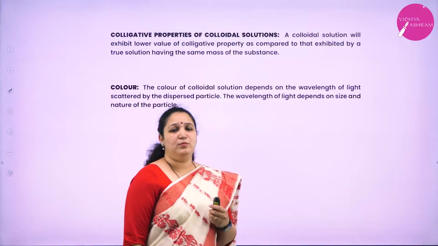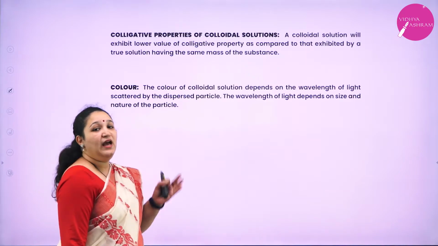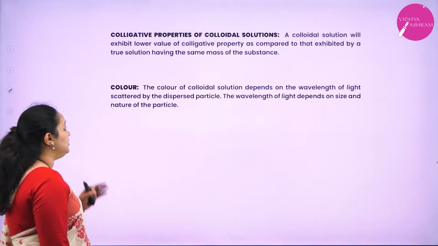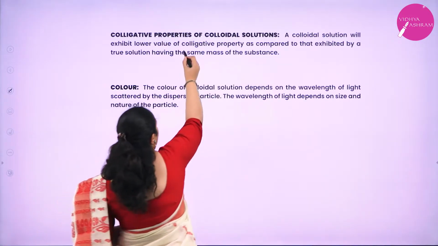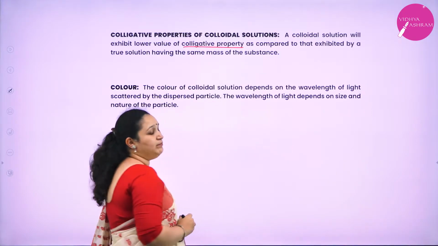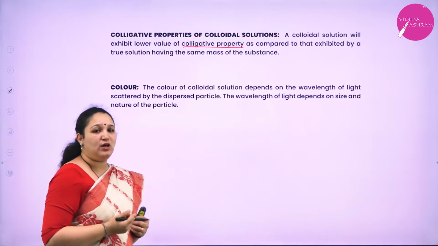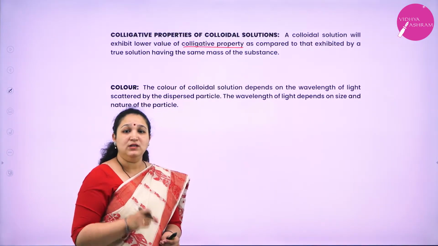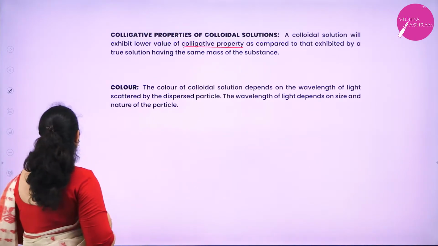So these are the two factors which affect Brownian movement. The next property is colligative property. What is colligative property? A colloidal solution will exhibit a lower value of colligative properties as compared to that exhibited by the true solution. Now, what is colligative property? The colligative properties depend on the number of particles.